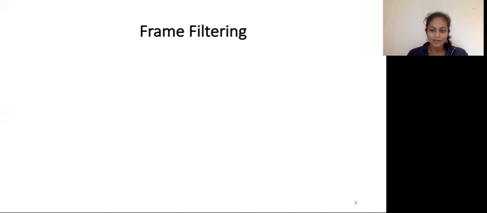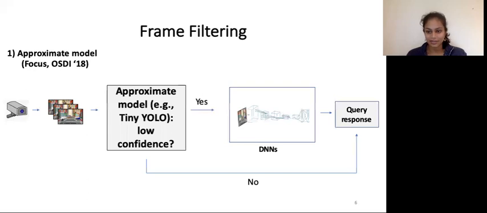I'll go over the three main approaches to filtering based on prior work, in order of most to least computationally expensive. The first one, used for example in Focus, is to insert a small object detection model, something like Tiny YOLO, into the pipeline as an approximation of the full DNN result. If that model gives a result with high confidence, we can just use that as the query response. If it's not confident though, then we send it to get processed by the full DNN.